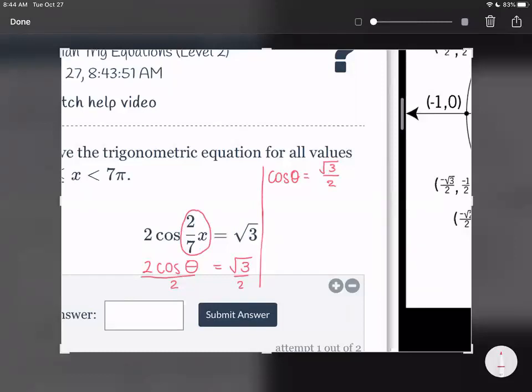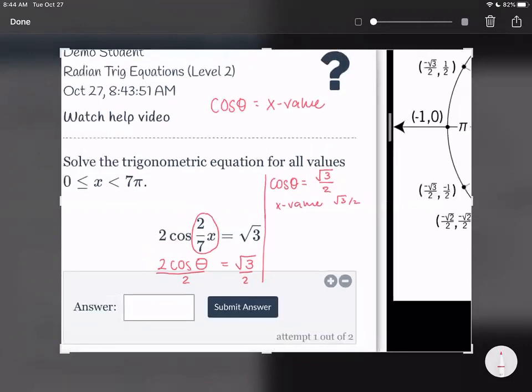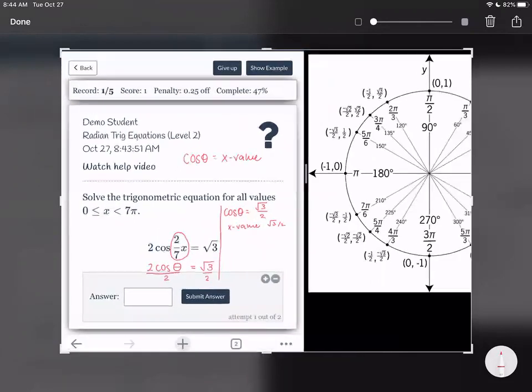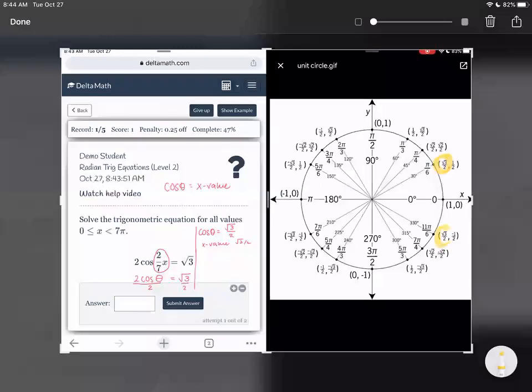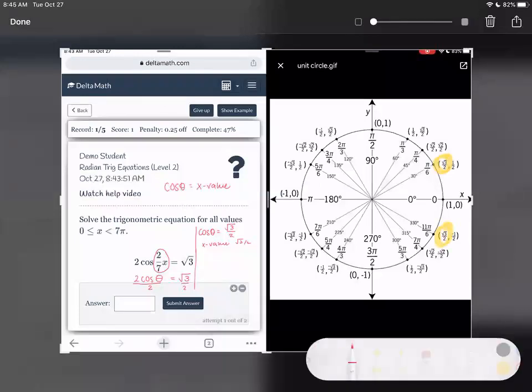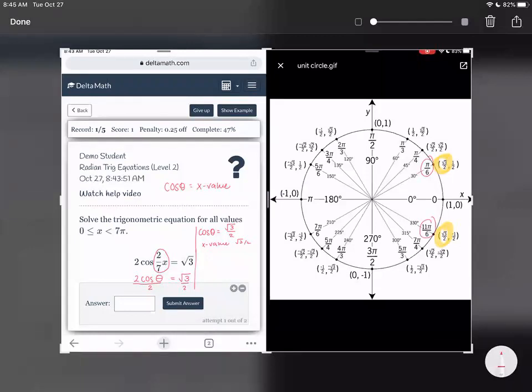So we're going to look for, on the unit circle, remember cosine theta is the x value. So we're going to look for the x value of radical 3 over 2. Let's go on to our unit circle and find the x value where it's radical 3 over 2. X value, radical 3 over 2, corresponding with pi over 6 and 11 pi over 6. Before we go on, any questions so far?